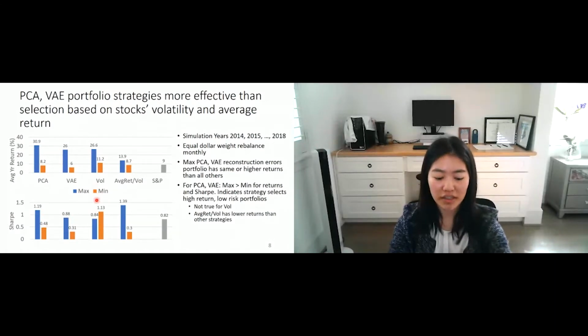But we see that's not the case for volatility. And for average return over volatility, the average yearly return is not as high as the other strategies. So it shows that reconstruction error is an effective way to select stocks that will end up with portfolios with high returns and low risk. And these stocks have some special behavior that's not captured by the volatility or the average return over volatility.